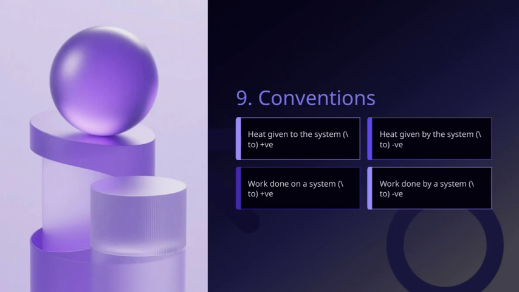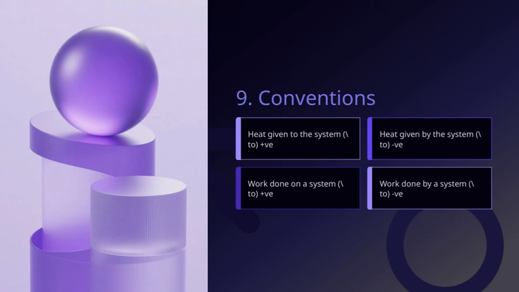All right, let's talk about the conventions related to work and heat in thermodynamics. When we say work done by a system is negative, that means the system is doing work on its surroundings. Think of a gas inside a piston expanding. It's pushing outward, performing work on the piston. So from the system's perspective, that's work done by the system, and it's considered negative in this convention.